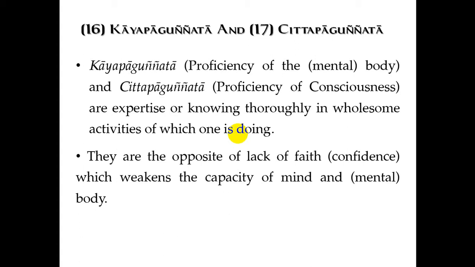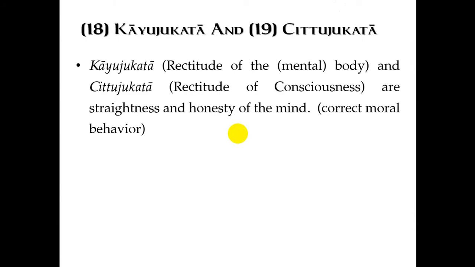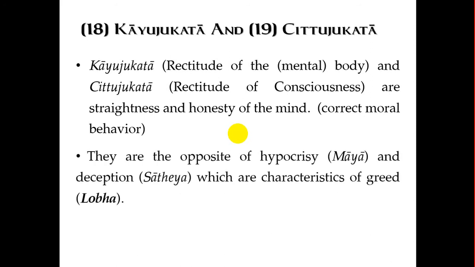The last one is kaya ujukatā and citta ujukatā, the rectitude of the mental body and rectitude of consciousness. It is nothing but honesty of the mind. You must be honest to do it, right? If you are doing something to get something, it's not honest. We must be honest. So that is a good criterion. It is the opposite of hypocrisy. Hypocrisy is nothing but māyā, or the opposite of lobha.